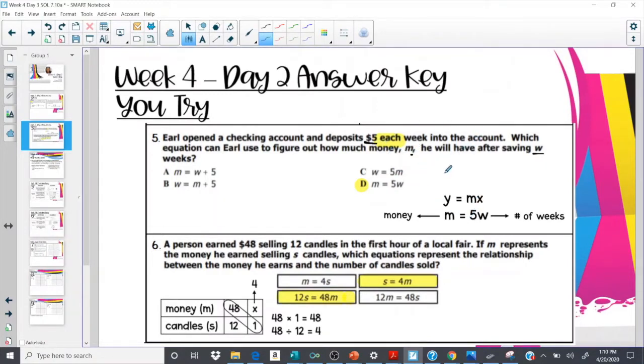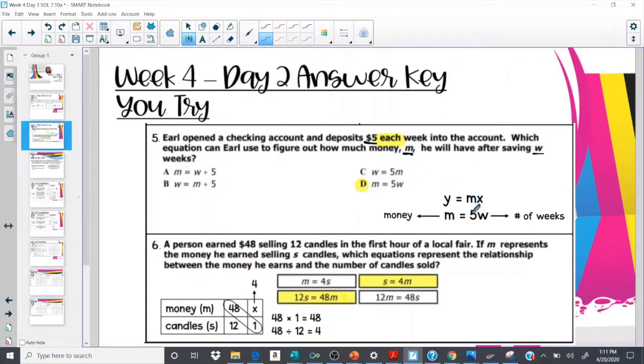But in this example, just like the one before it, they give you specific variables to use when writing your equation. If you look at your answer choices, they're written with the variables M and W. So M represents money, how much money he has in his account, and W represents the number of weeks he is saving or depositing $5 into his savings account. Okay, so 5 represents your slope.